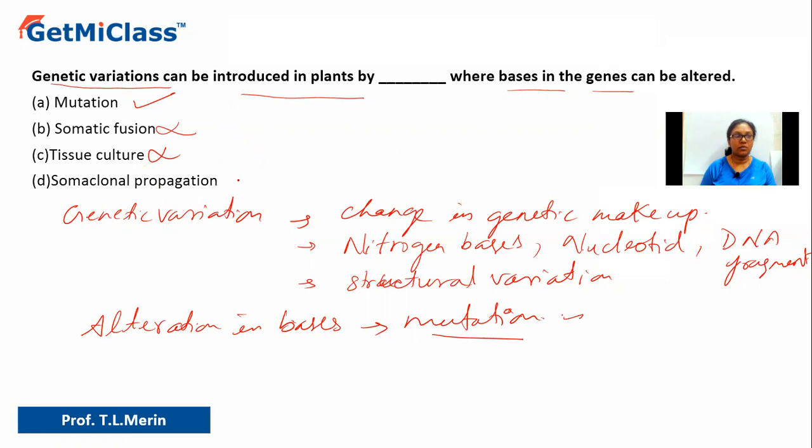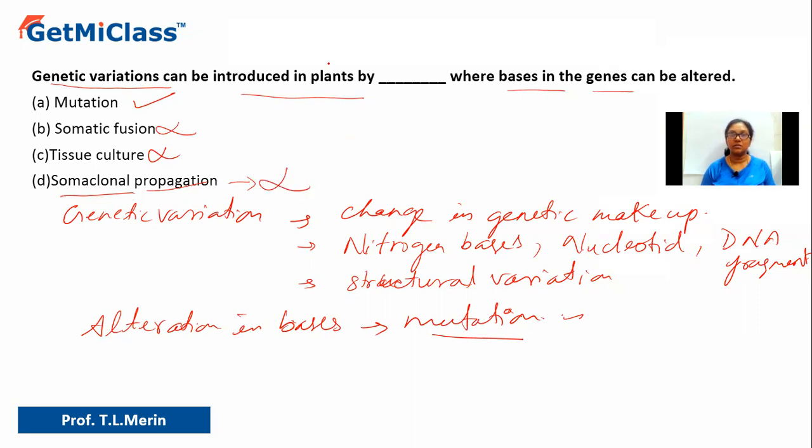Option D says somaclonal propagation. Somaclonal, as the name indicates, we are talking about genetically identical organisms. This happens in case of plants, where they produce somaclones, which means they are genetically identical. But here we are talking about genetic variation. So this is totally ruled out.